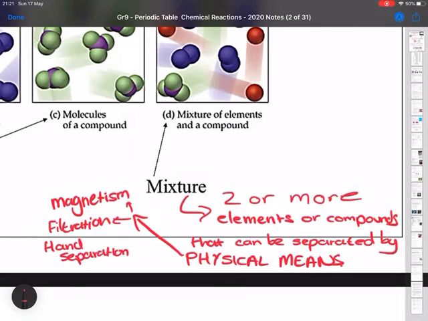Okay, those are just some examples of physical means. So if I gave you the box of Astros and Smarties and I said, okay, go separate them, you would be able to hand separate them. It would take a little while, but you could pick out the Astros and put them into a bowl, and you could pick out the Smarties and put them into another bowl, and you have then separated the mixture of Astros and Smarties. So those are examples, like I said, of physical means of separation.